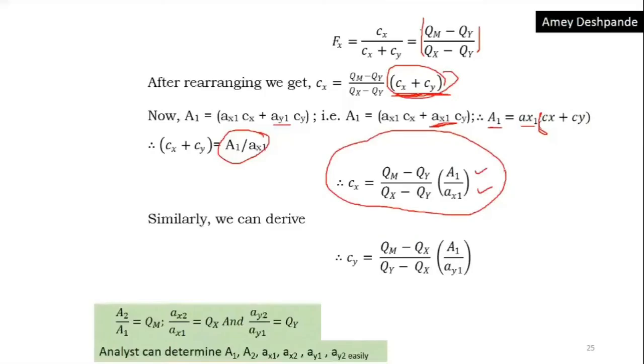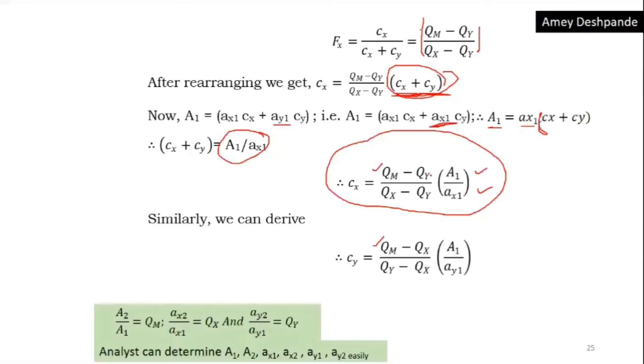Similarly, we can derive the equation for Cy. For Cy, there will be a very slight difference. Qm remains as it is. Minus, here there was Qy, so here Qx will come, and here where there was Qx, Qy will come. A1 remains the same, and instead of Ax1 we write Ay1. Basically they are the same expression, we have discussed this. Ax1 is equal to Ay1, but when you write Cy, you have to write Ay1. So here our derivation is complete.